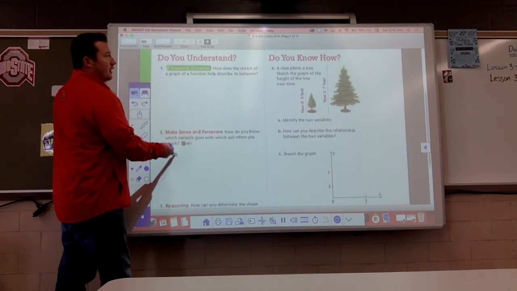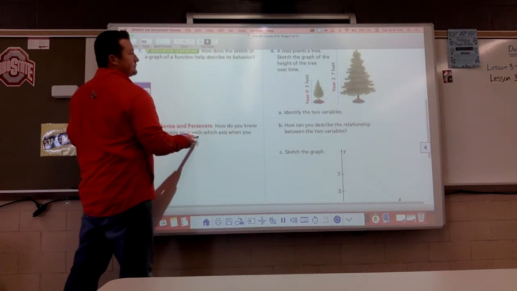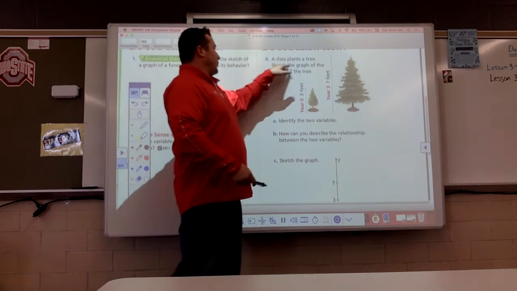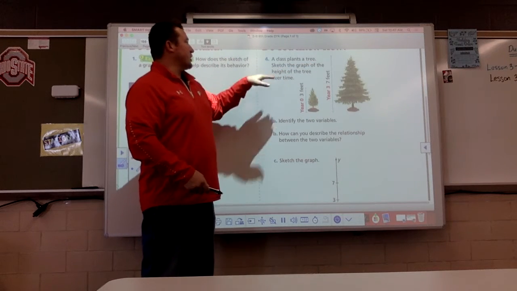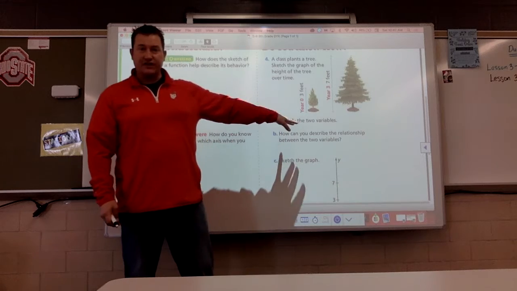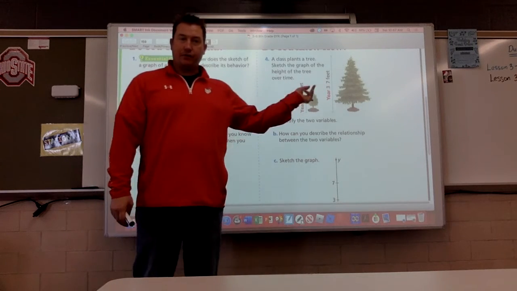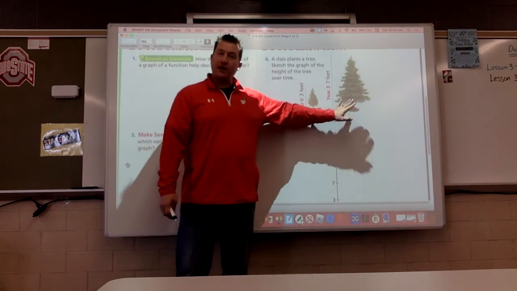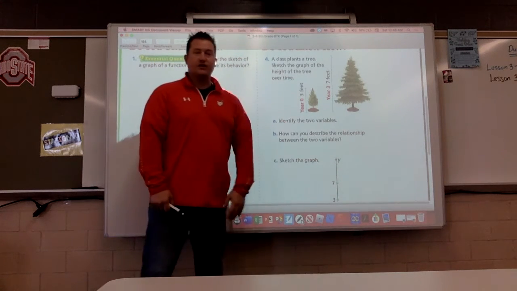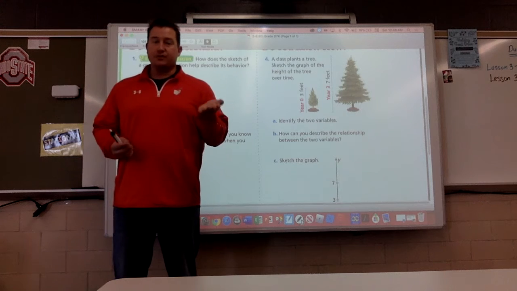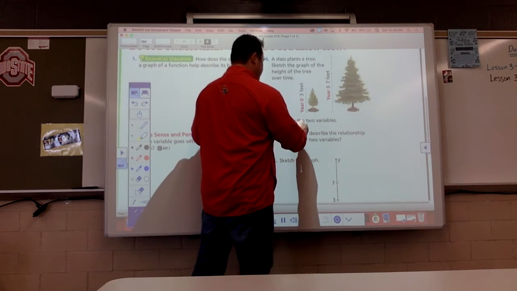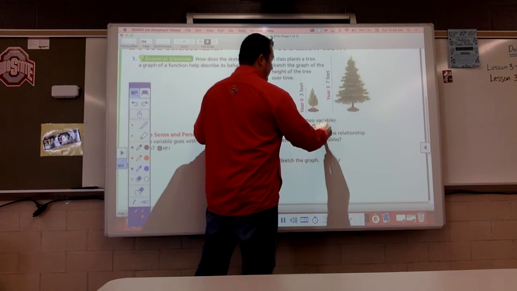All right. Yes, trees. Here we go. Class plants a tree. Sketch the graph of the height of the tree over time. Okay, so let's analyze this. At year 0, the tree's already 3 feet tall. Year number 3, now our tree is 7 feet tall. That means it's taller than me. Identify the two variables. Well, time is one variable, height is the other. Okay? So time and height.